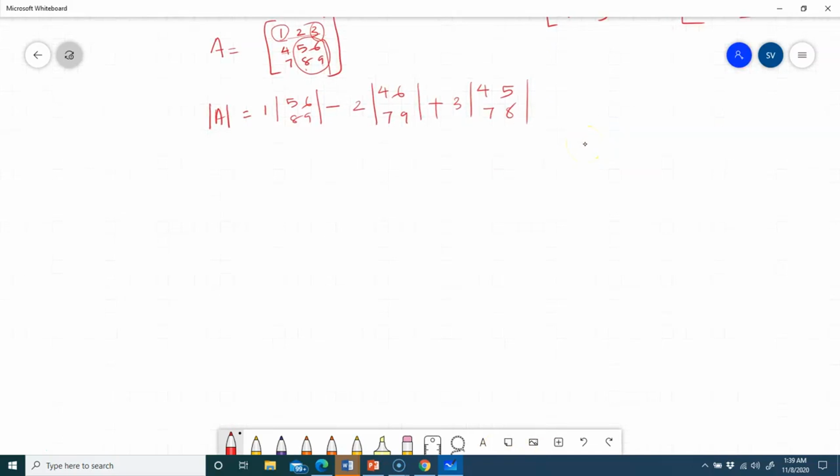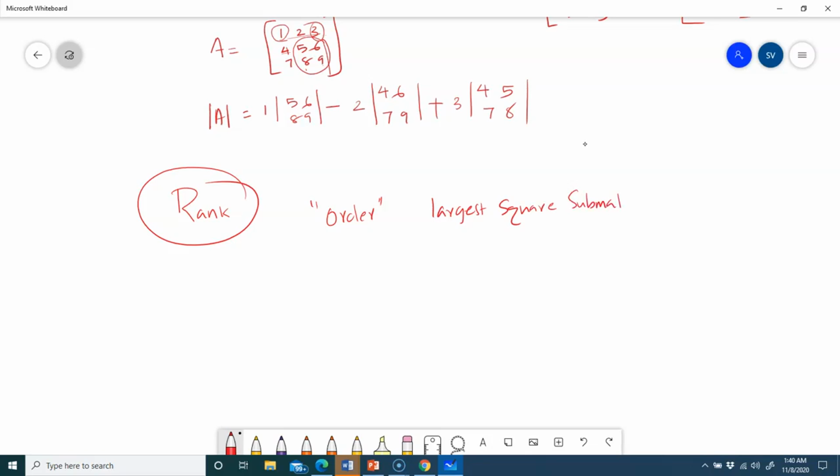Here what we are discussing is what you mean by the rank of a matrix. The rank of a matrix, that is an interesting question. What will be the rank? Do we have any connection with the submatrix? Yes, we have a connection with the submatrix. The rank of a matrix is the order of the largest square submatrix. The order of the largest square submatrix is the rank.